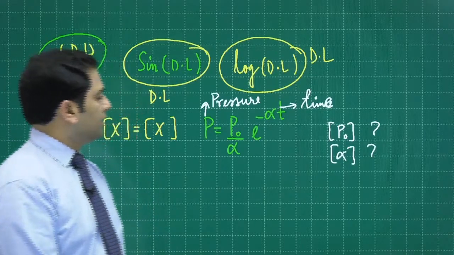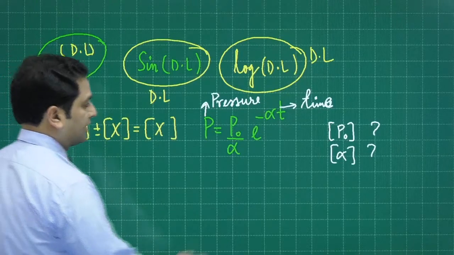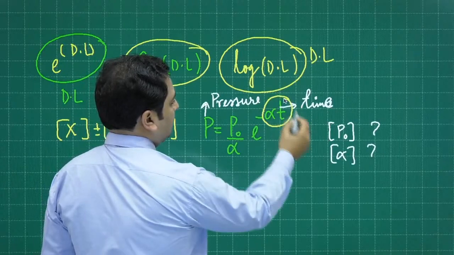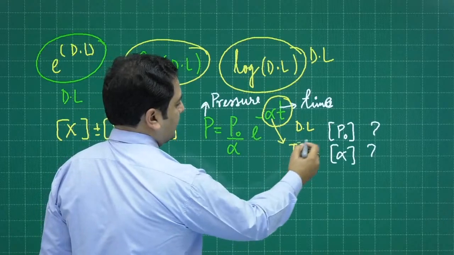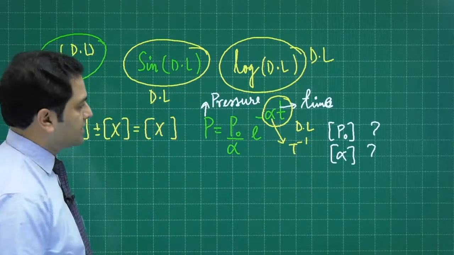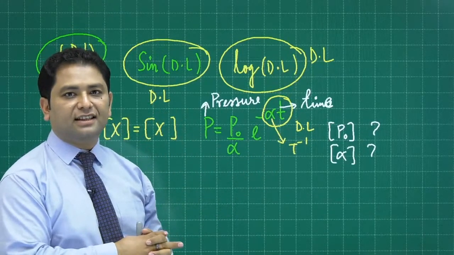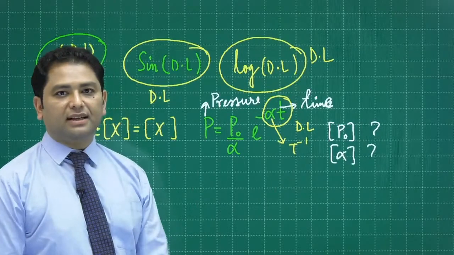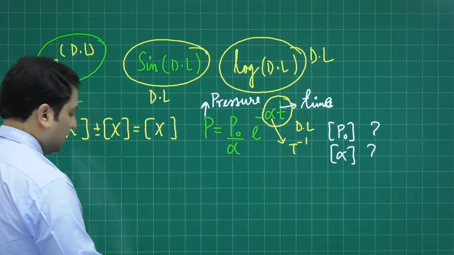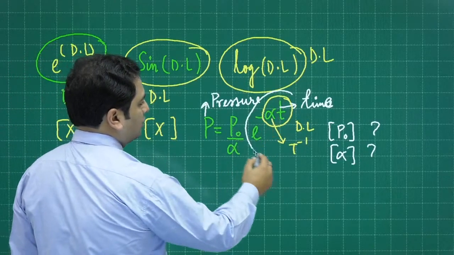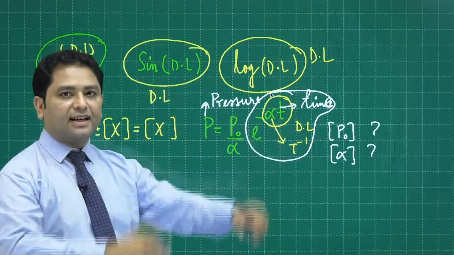Okay, so here the dimension of alpha, if I want to find, the logic is very simple. Alpha t is dimensionless. So that means alpha must have a dimension of t inverse, because this is time, and if the power has to be dimensionless, this must be t minus 1. So that part has been done. After that, we also know that this entire thing is not going to influence the dimension, so let us keep it aside.